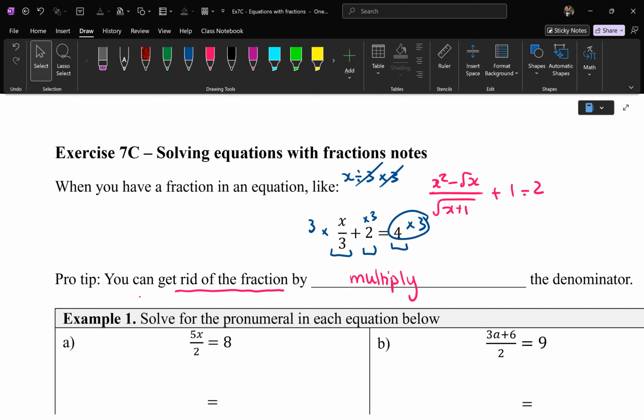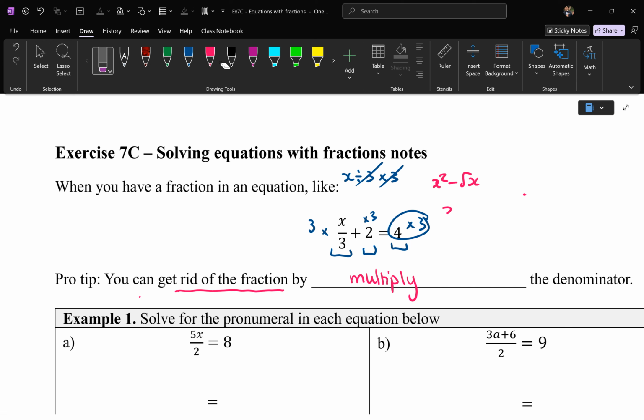That's it. But remember, how many terms are there on the left-hand side? There's a plus sign here. That's 1 term. That's 2 terms. So if you times this by root x plus 1, you have to times this by root x plus 1, and you're going to times that by root x plus 1. Same concept. Okay, just looks more complicated.